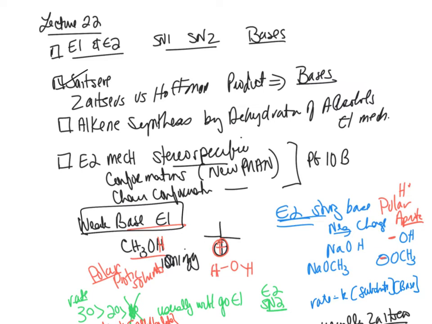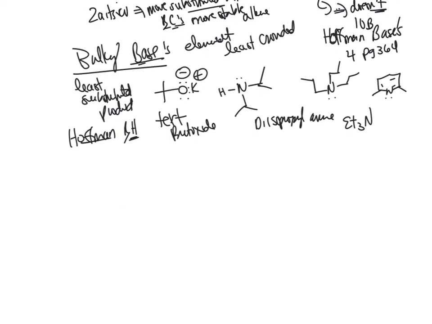The other thing I wanted to talk about is the competition between substitution and elimination. My key when I want to do an elimination, I'm going to add heat. Okay, so I'm going to add heat. Unless you have a strong base and you have a tertiary substrate, folks, that can only go E2. Okay, so what does that look like? That looks like something like this.